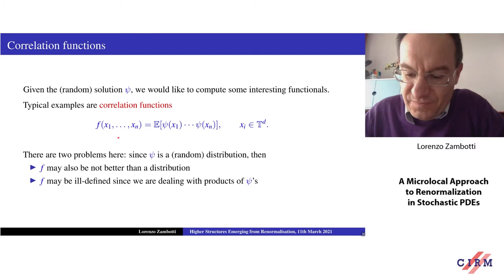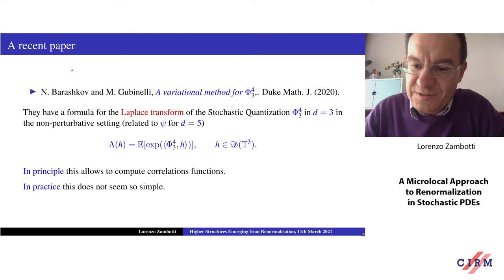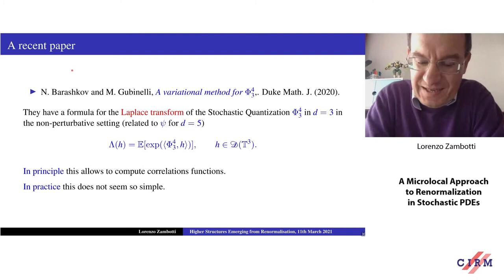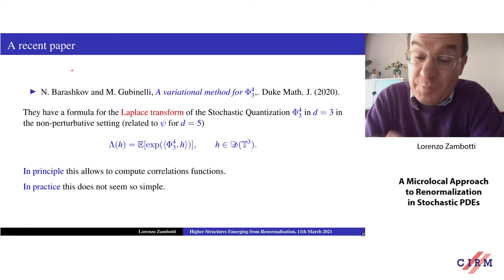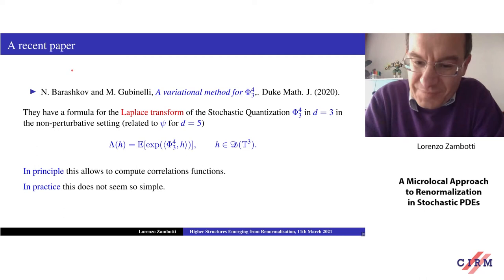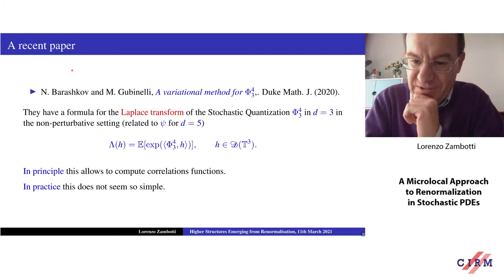So from this point of view, I would like to mention a recent paper. It has been published in 2020, but it was already on the arXiv since 2018. It's an impressive paper by Barashkov and Gubinelli, where they compute a formula for the Laplace transform of the stochastic quantization in dimension 3, in the non-perturbative setting.